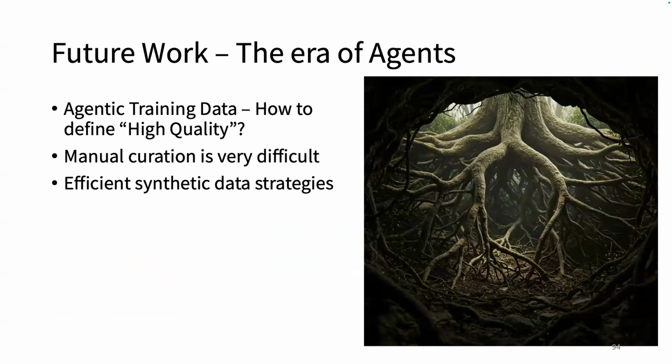All right. So for future work, as everyone says these days, we are entering the era of agents. So for agents, how do we define high quality for agentic training data? Because it's going to be very complex and very long. If you consider any long horizon task, it is going to be a very long trace. So how do we know that it is difficult, or that the model already finds something easy? So we need to define high quality very well.